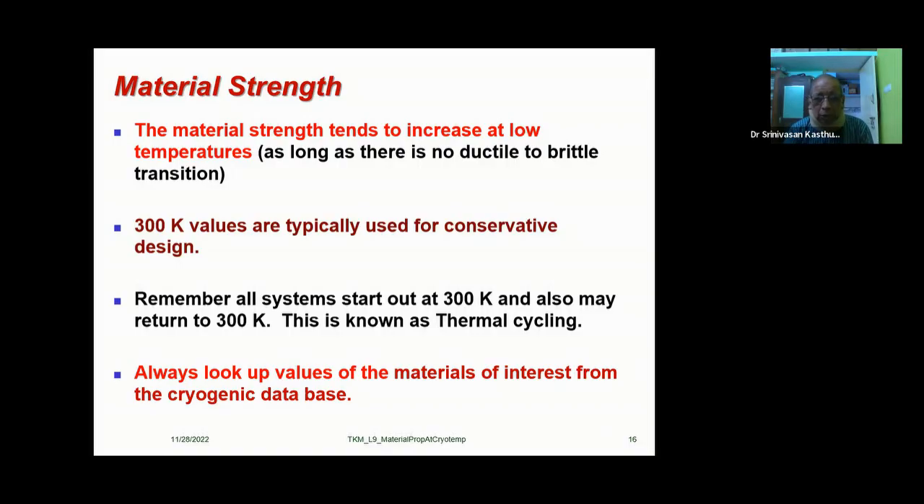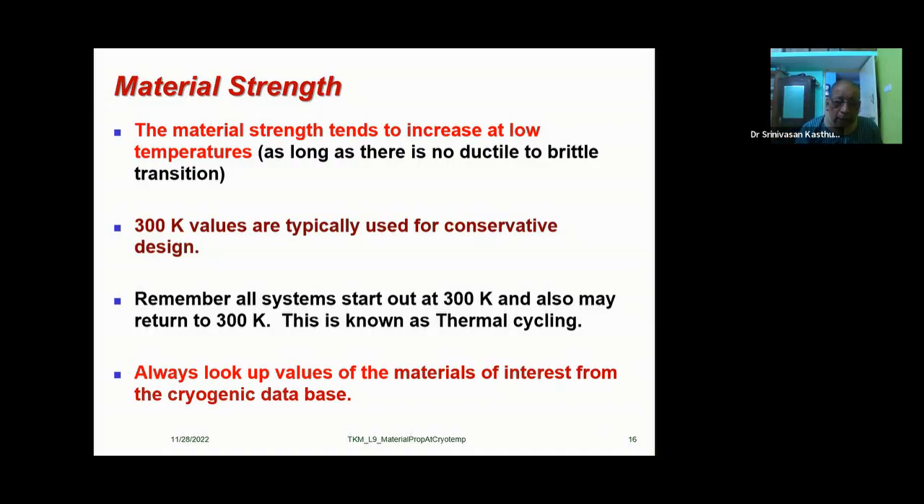Remember, all the systems start out at 300K and also return back to 300K. So this is what is called thermal cycle. Thermal cycle means I start with 300K, I keep on decreasing the temperature to whatever lowest value, then come back again to 300K. So the material has to undergo thermal cycles. Many times the thermal cycling is very important to make sure that the material performs well.